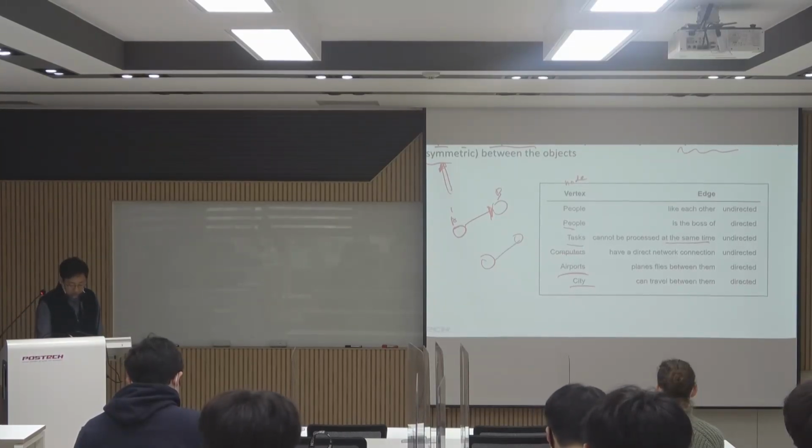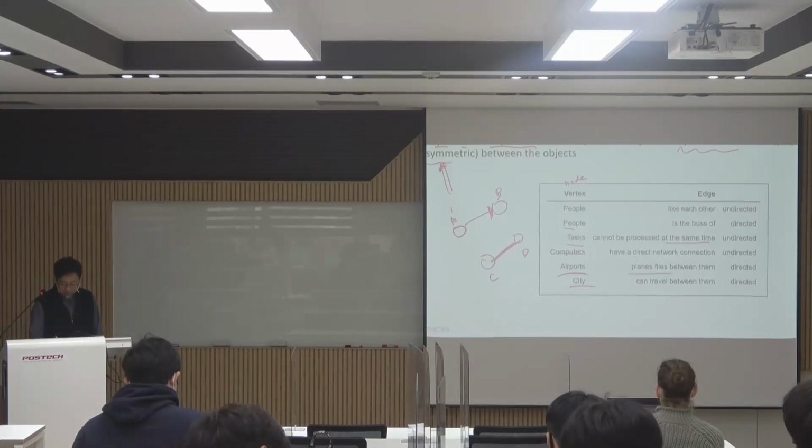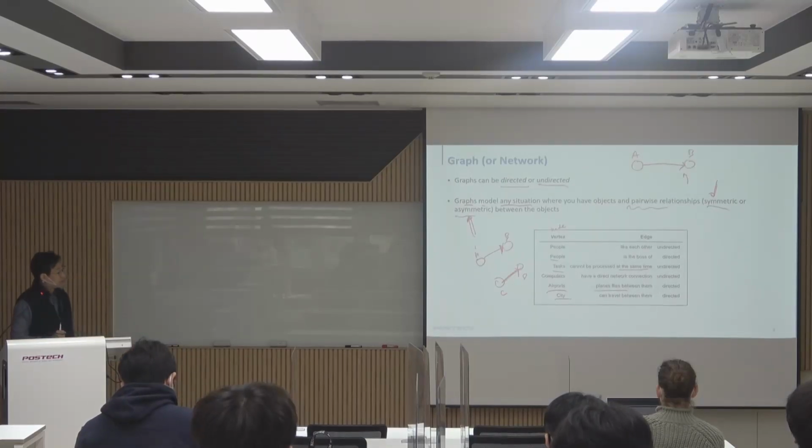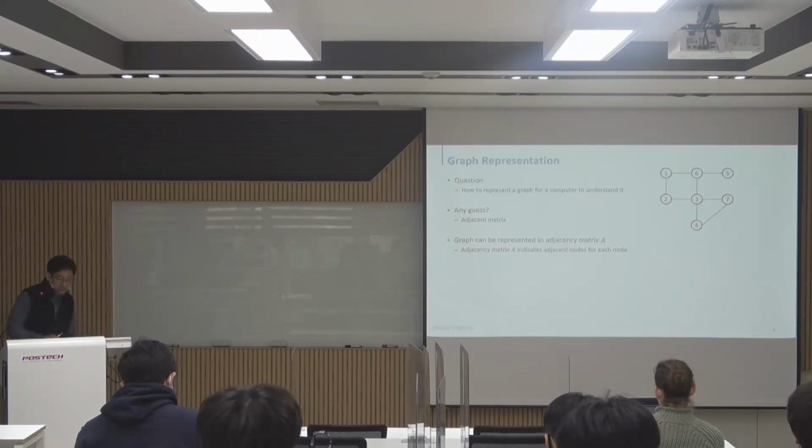If we have airport C and airport D, if we have an undirected graph, that means the planes fly between them. If you have it like that, that means the plane can fly from C to D, not from D to C, things like that. So I guess with these examples, probably you kind of understand what a graph network is.